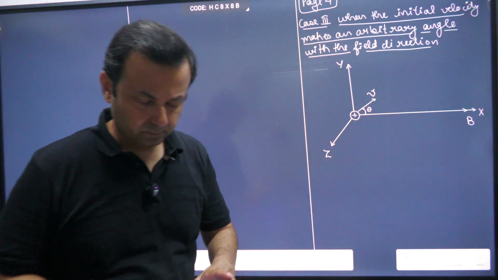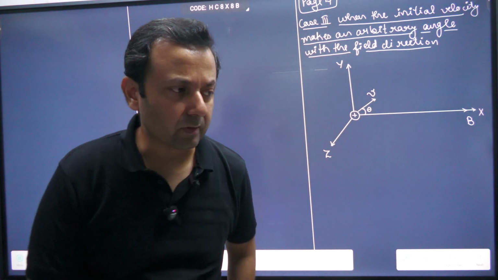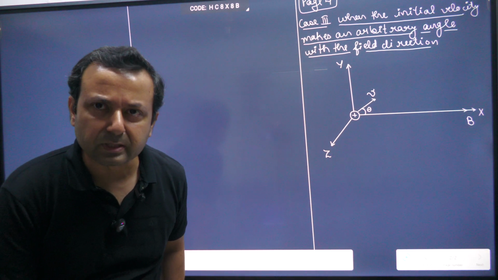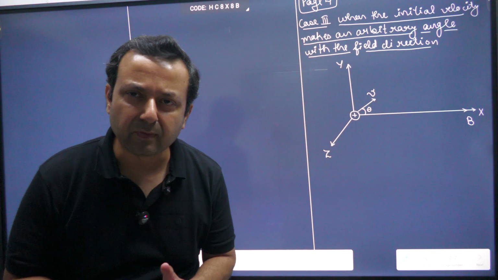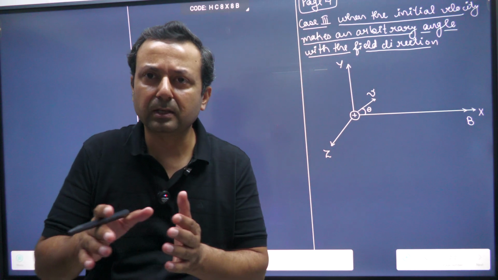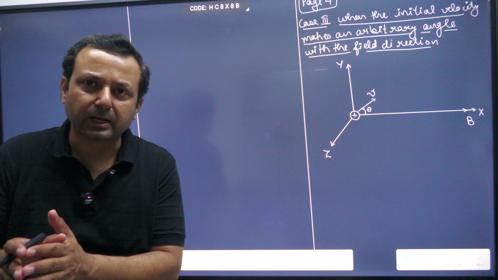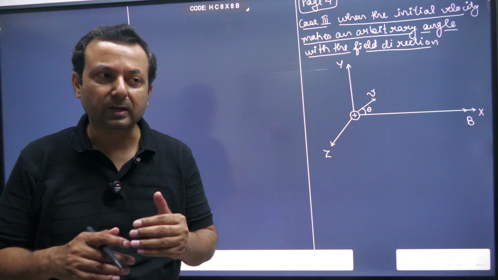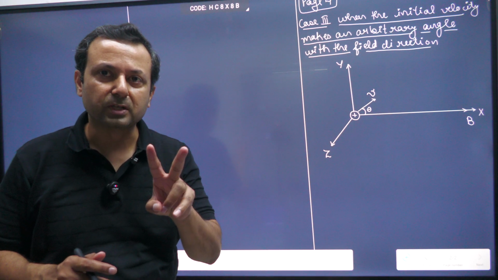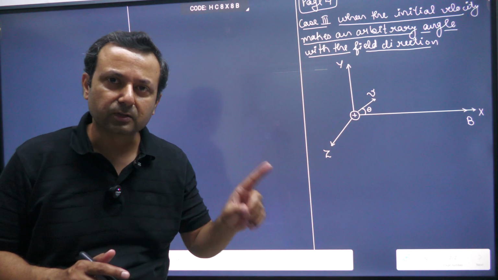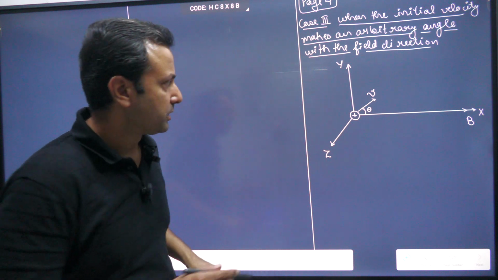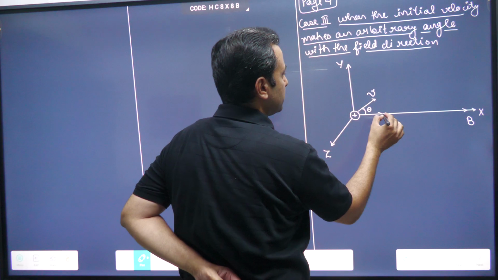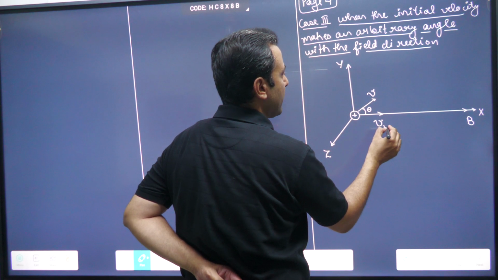Now, when we have any vector, velocity is also a vector, which makes an angle with the horizontal direction, this vector gets split up into two components. One is horizontal component, another is vertical component. So what is horizontal component? Horizontal component is along the field direction. So this is V parallel.